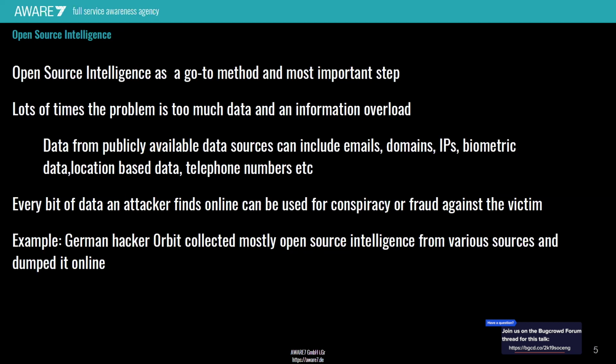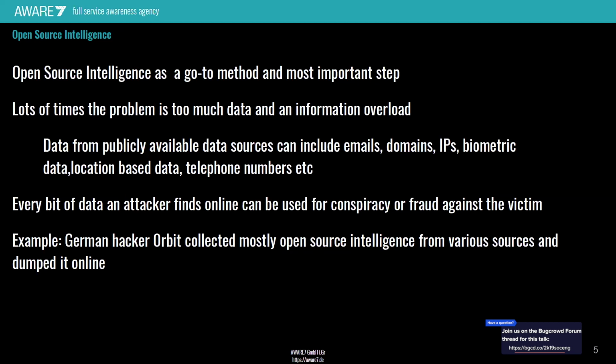And the problem is that there is so much data publicly available. Sources can include emails, domains, IPs, or biometric data, location-based data, or telephone numbers, etc. And we can always find information in open source intelligence that is somehow crucial for our attack. That's a big problem because our victim might not know which piece of information I'm going to use against them, because in specific scenarios I have specific data that is very valuable.